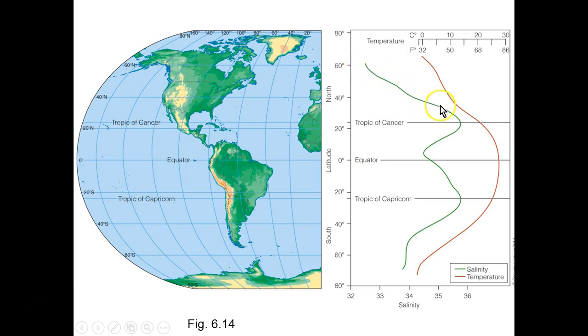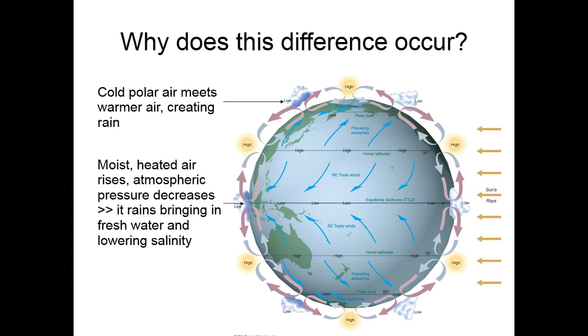But then you look over here at the salinity, and you see that it's making all kinds of changes, right? It's lower here at 60 degrees, then it peaks over here, close to 30 degrees, and then it decreases at the equator, and then it peaks again close to 30 degrees south, and then it decreases again. Okay, so let's look at why that happens.